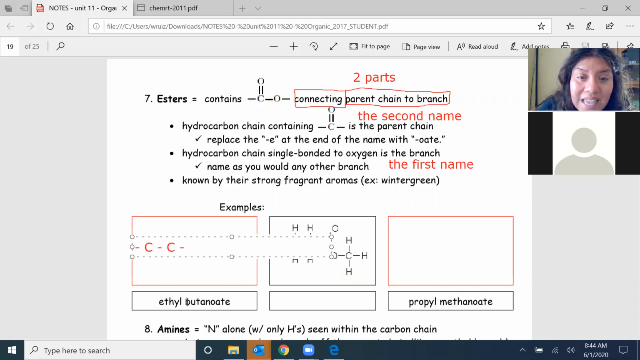And then butanoate is the second part, and that's telling you what's gonna be connected to it. Actually, I like to draw them a little bit differently. So it's connecting the ethyl group to the butanoate. So I'm going to put an oxygen here. There's that C-C-O. And then this right here, butanoate, that's what has your double bond right here. That's the second name. But means four, so there's four carbons. So it's going to look like this.